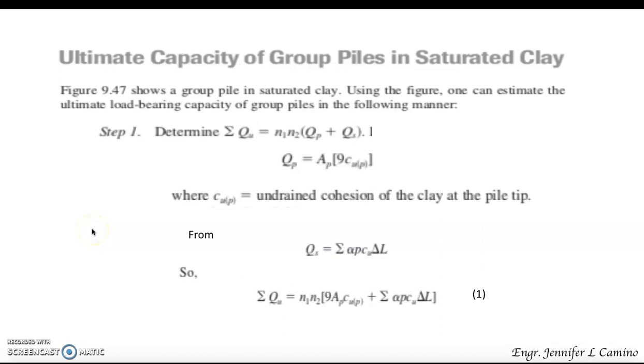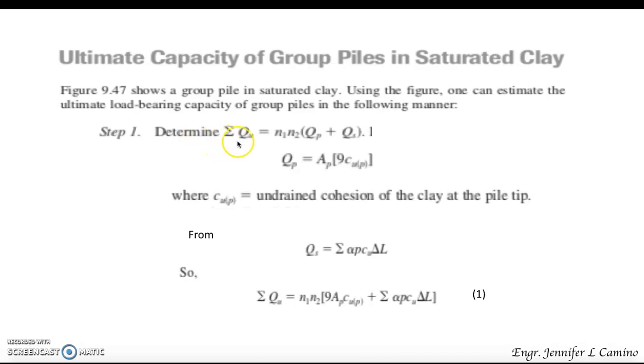Okay, move on to ultimate capacity of group piles in saturated clay. So the figure in 9.47 shows a group pile in saturated clay. Using that figure, one can estimate the ultimate load-bearing capacity of group piles in the following manner. So we have the following steps.